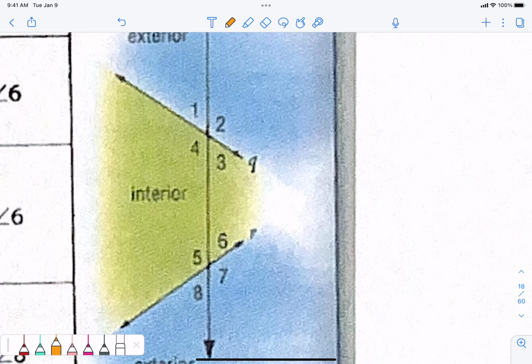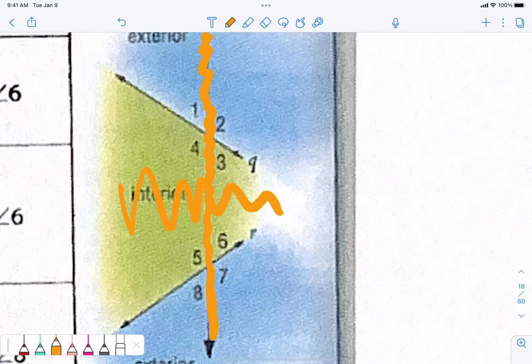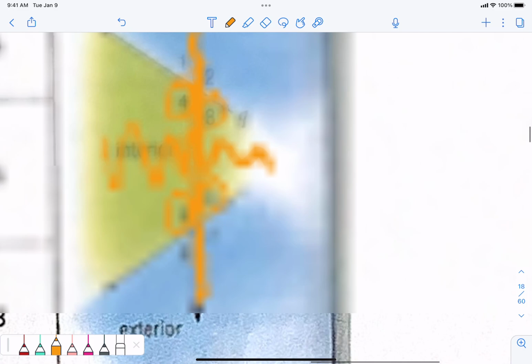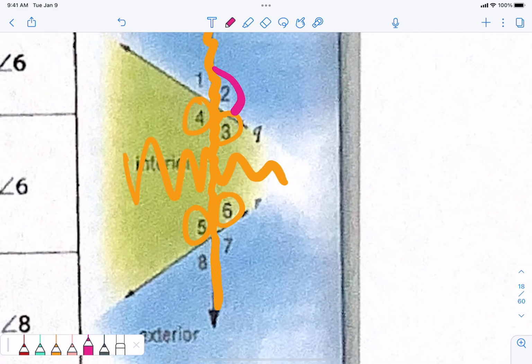Consecutive interior means they have to be on the same side of the transversal, but inside. So 3 and 6, right? 4 and 5. Okay, consecutive exterior, which they don't talk about over here. But consecutive exterior would be 2 and 7 and 1 and 8, yeah? Those guys. That's how that would work.